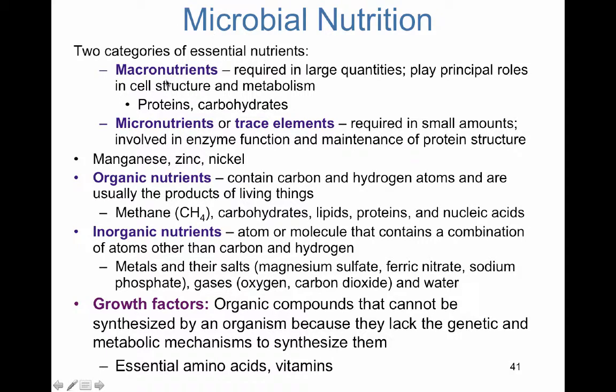Also, out of both of the essential nutrients, you could have organic or inorganic forms. I would just remember organic always contains carbon and hydrogen, so those are carbs, lipids, proteins, versus inorganic, which basically contains a collective aggregation of different atoms or molecules other than carbon and hydrogen. So metals, salts, gases, also water.